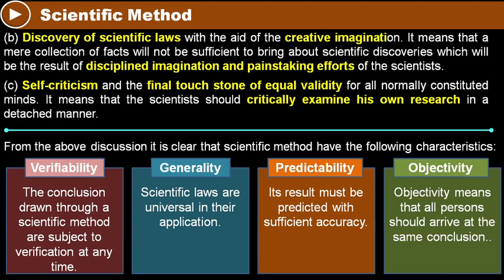What is verifiability? Verifiability means the conclusions drawn through a scientific method are subject to verification at any time. Generality means the scientific laws are universal in their application. Predictability means its results must be predicted with sufficient accuracy. Objectivity means that all persons should arrive at the same conclusion.